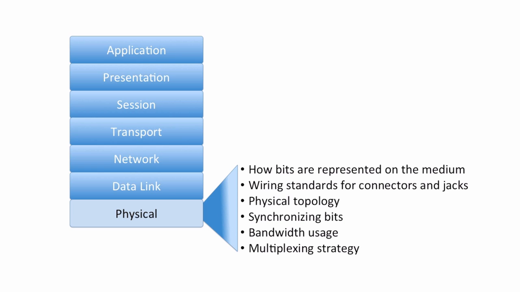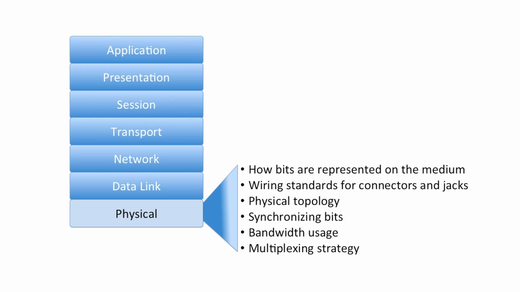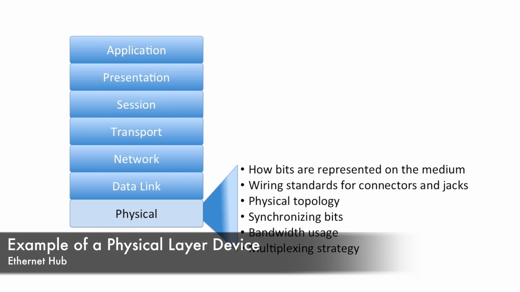Let's now sum up some of the different things that the physical layer is responsible for. It is responsible for connectors, the standards of how connectors are physically constructed. The physical layer is responsible for wiring. How are things physically wired together? What kind of wiring is being used? And to give you an example of a device that lives at the physical layer, consider the older Ethernet hub.